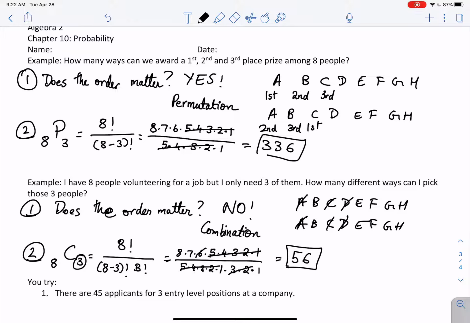Combinations should always be a smaller number than the permutations because you're getting rid of all those things that are repeats of each other. In a permutation, ACD and CDA and DAC, even though they're the same letters I'm picking, are different situations because the order matters. Whereas in this combination, it doesn't matter. ACD is the same as DAC, is the same as CAD. So all of those things get removed. From 336, we take out all of those repeats, and we just get 56 left that are completely unique.